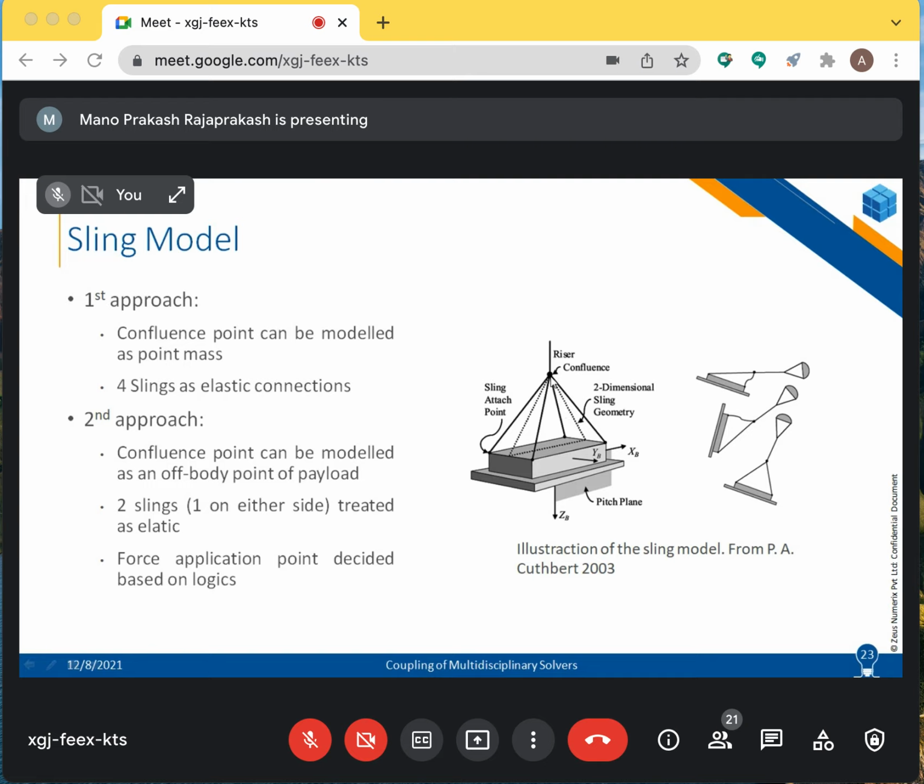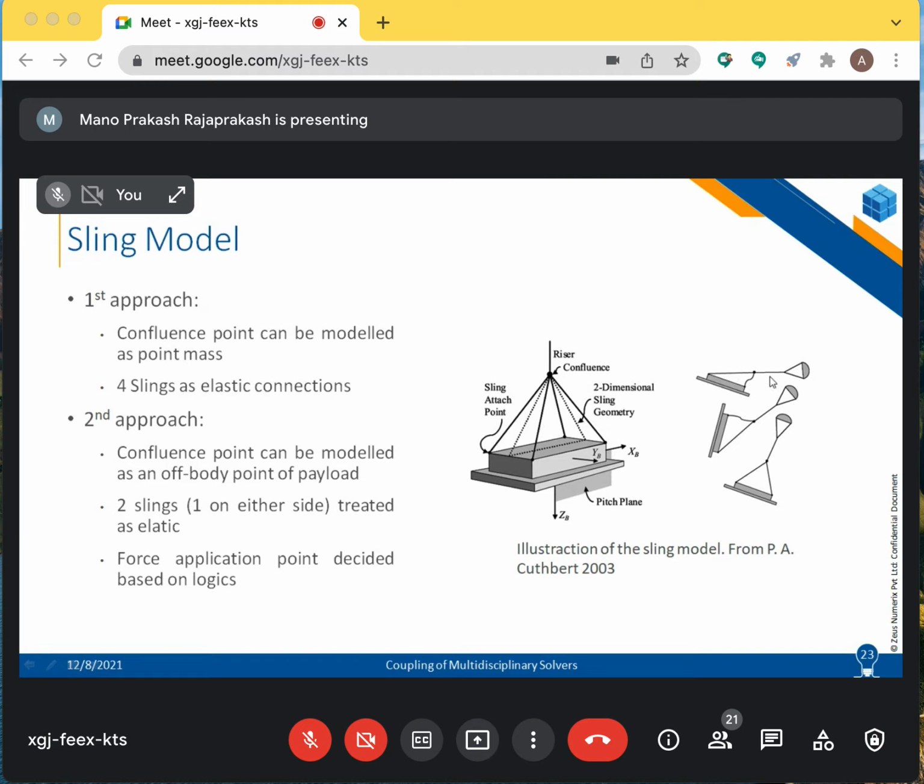When it is an off-body point, I don't have to model these four slings. I can actually model only two slings for each side. That is why you see these dotted lines, which are the two-dimensional sling geometry. So it is applicable when I'm modeling this point as an off-body point of this payload.